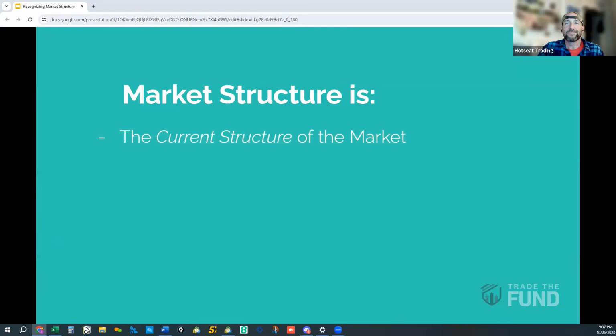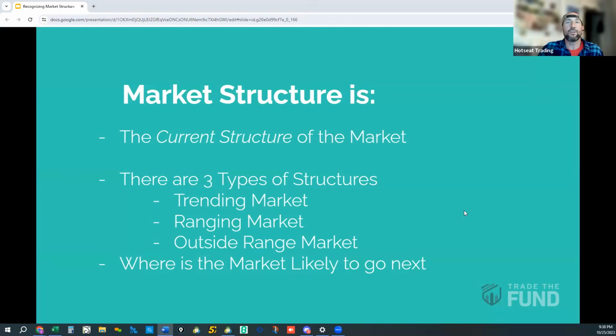Well, it's the current structure of the market. Simply put, the current structure is what the market is currently doing. And as we analyze that structure, that will give us a probability of where we think the market's going to go next. See, we've learned that there are 3 types of structures in the market. There's a trending market, there's a ranging market, and there's an outside range market. And like I said, as we analyze, we are looking to study where the market is likely to go next.